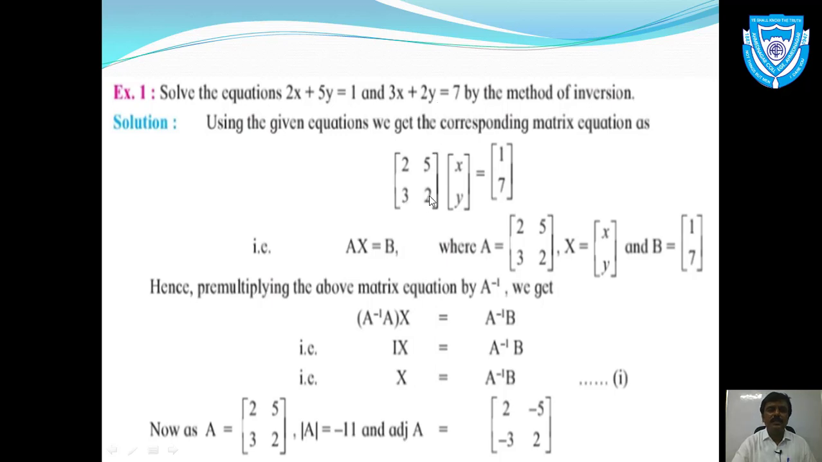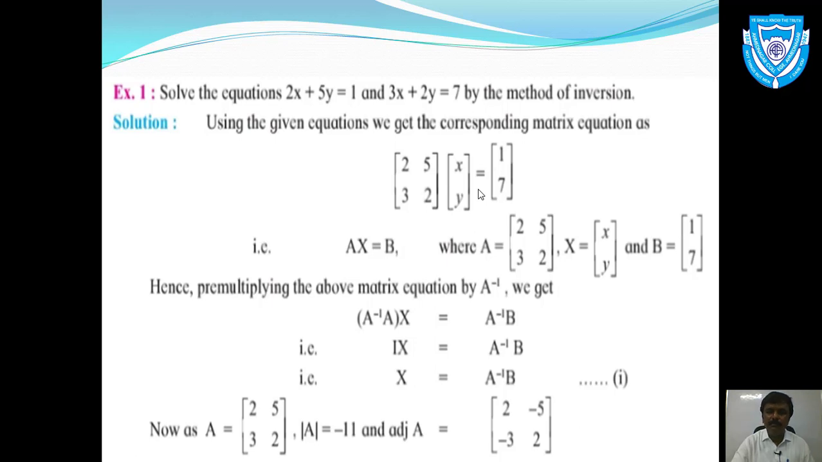How many variables are there? Only 2, x and y. So write them in one column only, that is x, y, which is equals to, now what are the constants? Constants are 1 and 7. Write them as one column. So this is how we can convert the given equations into AX equals to B form.